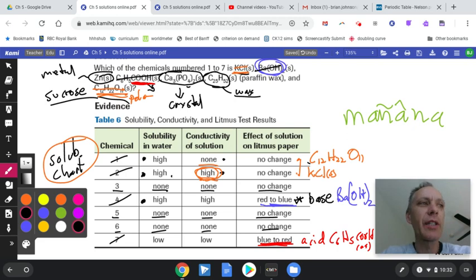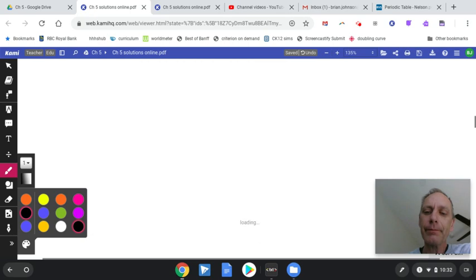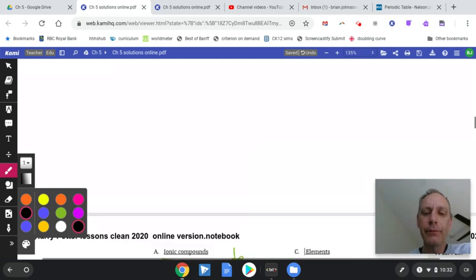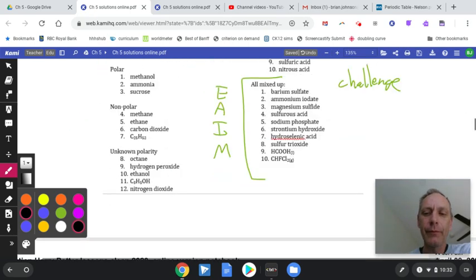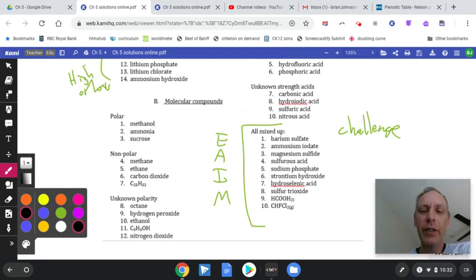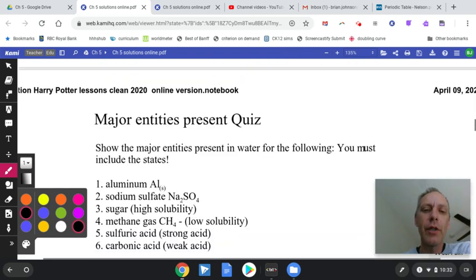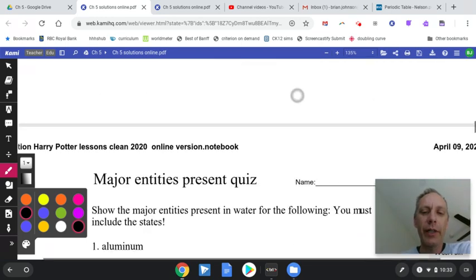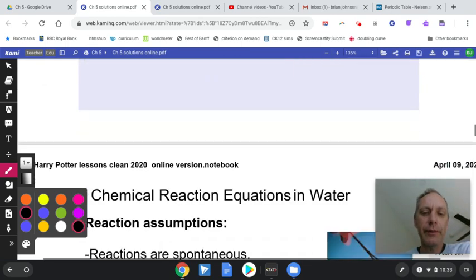Now we're going to jump into today's lesson. So in your notes, we are looking for the page titled Writing Chemical Reaction Equations in Water. By the way, I posted the answer keys online for this. Hopefully you checked that one and are good to go. Okay, blow past those. Here we go.